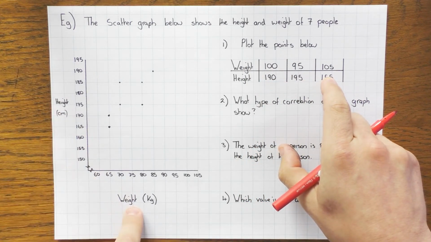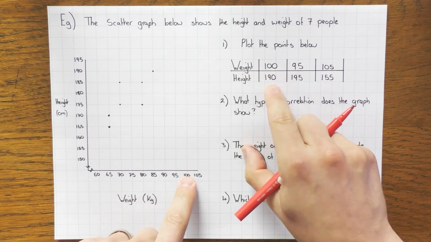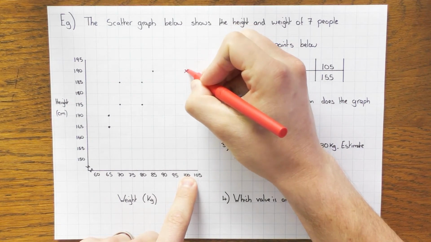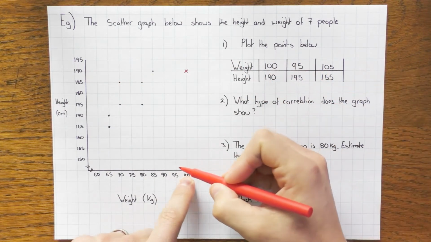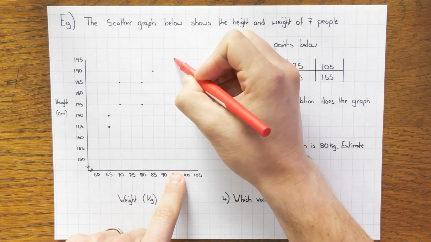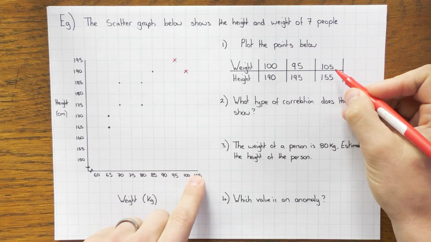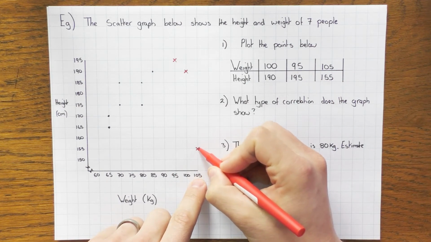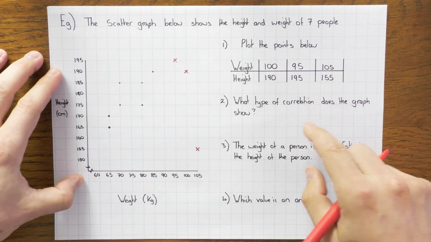Okay, so let's have a look. I've got my height here and I've got my weight down here. So if I'm going to plot these points, I've got 100 and the height is 190. So I'm going to plot that point there, just check it, 100 and 190, yep. And I've got 95, which is there for the weight, and 195, which is there, yep. And then 105 and 155, which looks odd, and I'll come to that in a minute. Okay, so that's usually what will be the starting point.